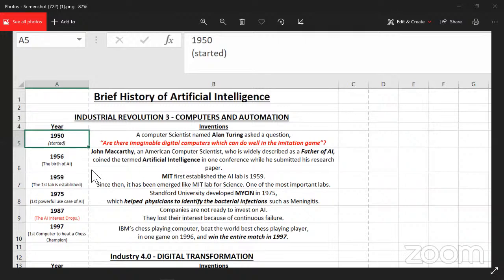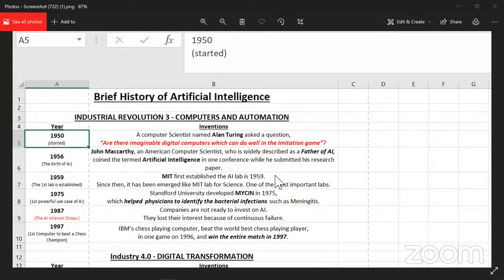And because of this artificial intelligence, a lot of people started investing their money. And in 1959, the first AI lab was established. MIT first established the AI lab in 1959. Since then, it has emerged as the MIT Lab for Science, one of the most important labs. If machines need to think like humans, we need a lot of investors who can invest their money here.